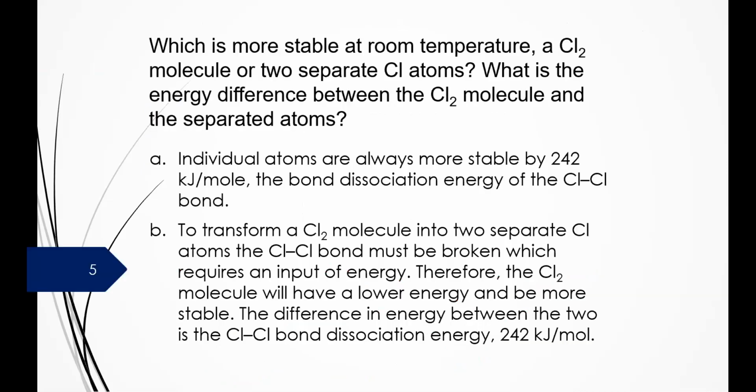So here's another practice one. So go ahead and look at this one. This time we're comparing a chlorine molecule versus two separate chlorine atoms. So we want to know what the difference is. Right? And so they talk about that individual atoms are always more stable by 242 kilojoules, which is the bond dissociation energy. That stands for the amount of energy to break the bond between the two chlorines. To transform a chlorine molecule into two separate ones, we have to break one, and therefore the Cl2 molecule will always have a lower energy and be more stable. And so we're trying to look at those differences.